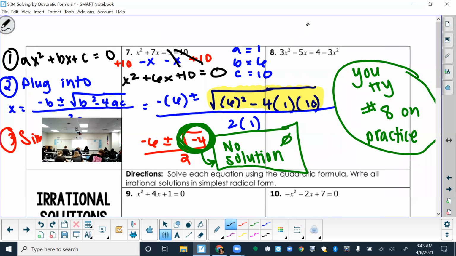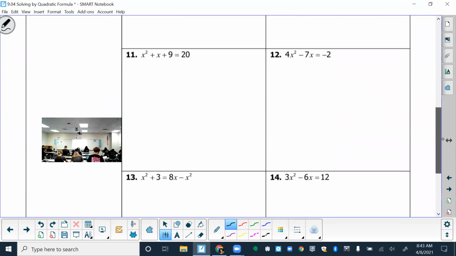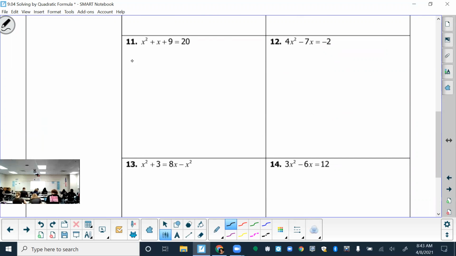But number 11 on your note sheet, we've done a little bit with irrational solutions, so I'm just refreshing your memory here. First thing with number 11, is this in the correct form? No. It is not in the correct form, because it is not set equal to 0. So how can I make the right side equal 0?